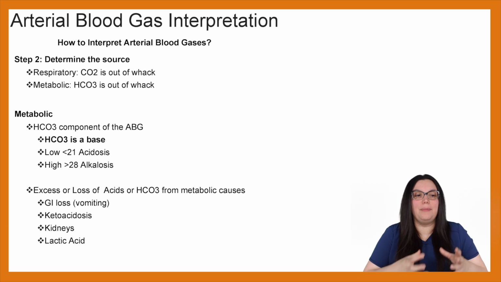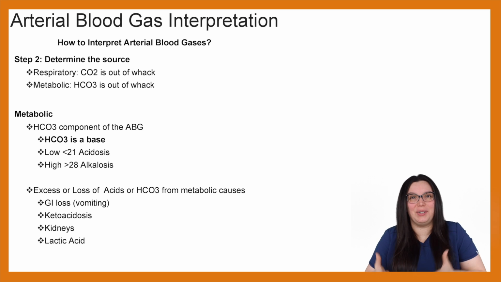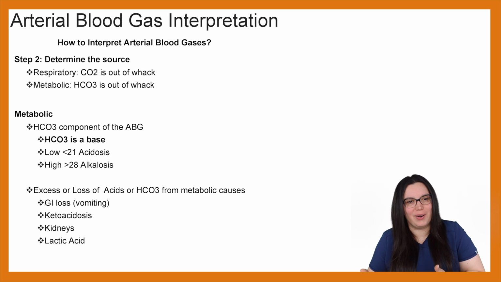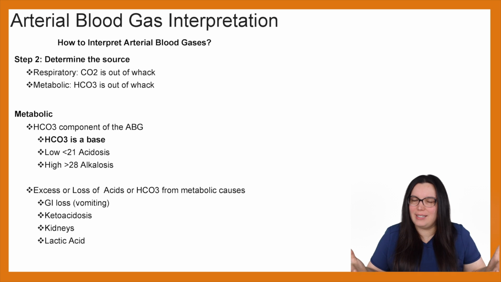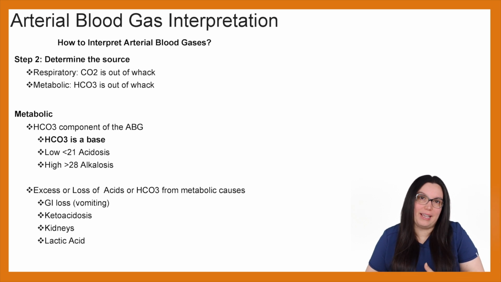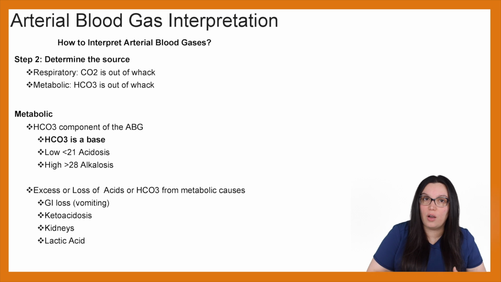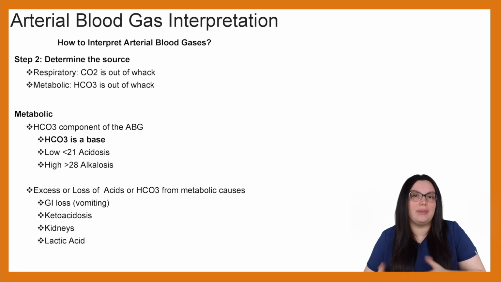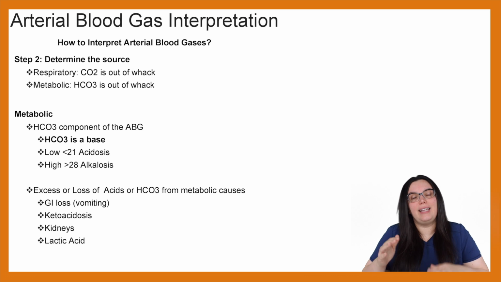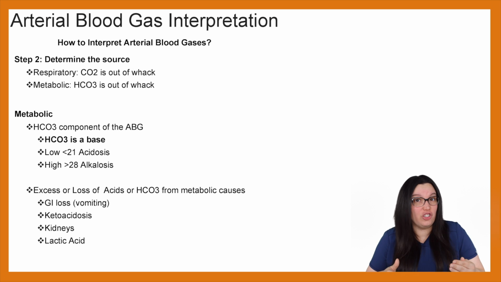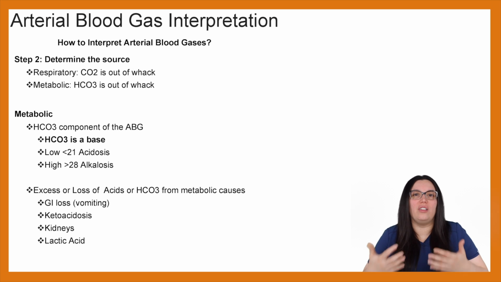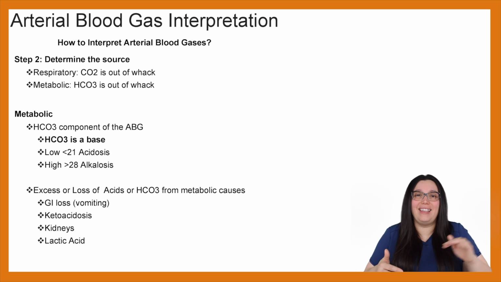So let's talk about the metabolic component of our arterial blood gases, and we determine that based on our HCO3, our bicarb. HCO3 is our base. We know that if we don't have enough base, if it's less than 21, it's low, we're going to be more acidotic because we don't have enough base to even out that acid-base system. Whereas if we've got too much base, if it's greater than 28, we're going to be in a more alkalotic state. We've got too much base, not enough acid, we're going to be alkaline.